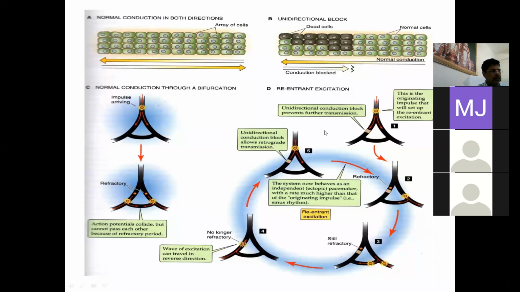But here in D, you'll see that in one branch there is a block, and that block is special. What is special about that block? Can you read and tell me?